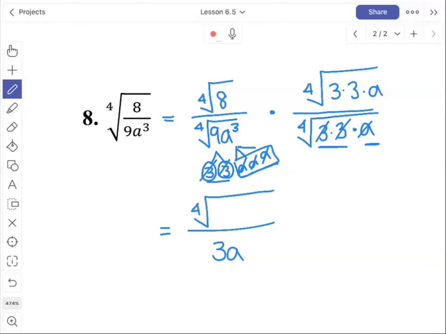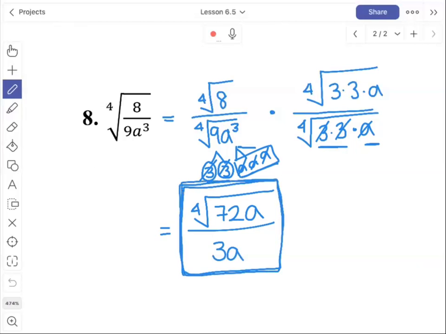4 rad 72A. Good. That is it. So 8 times 3 times 3, which is 9. So 8 times 9 times A leaves me with 72A. And I don't have enough to simplify that. So that is it. Good job, Joanne. Does that make sense? Yes.